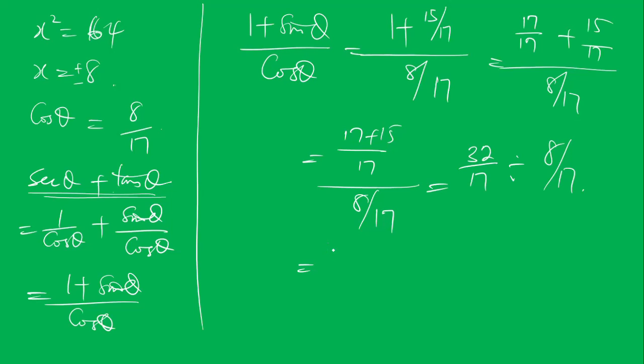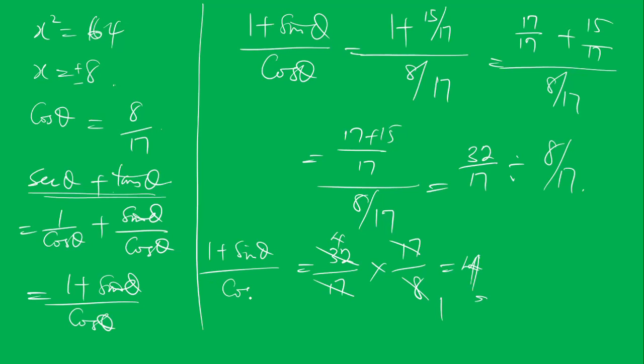So this is the same thing as saying 32 divided by 17 times 17 divided by 8. So 17 will divide 17, and 8 goes into 32 four times. This is equal to 4. So 1 plus sine theta all over cos theta is equal to 4. So it implies that sec theta plus tan theta is equal to 4.